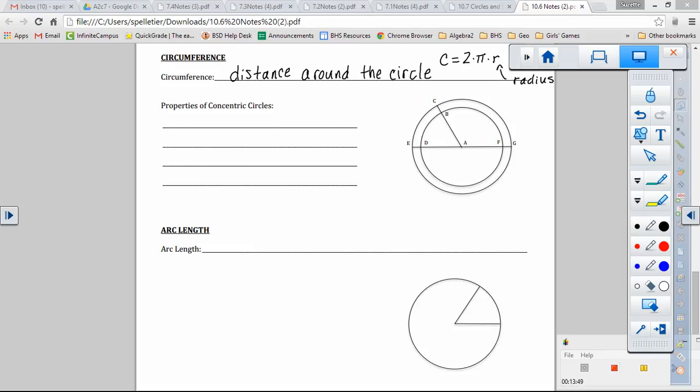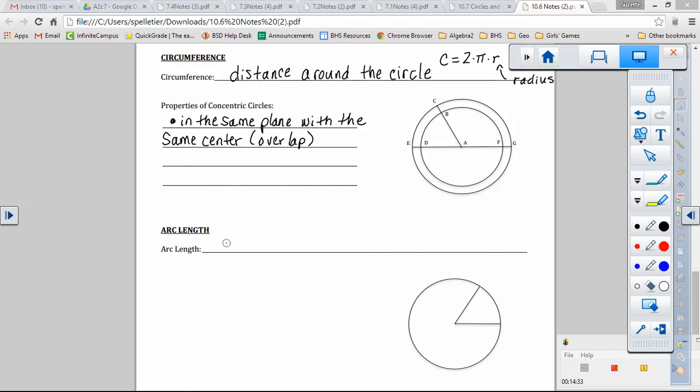Now, concentric circles and their properties. This is a picture of two concentric circles. That means they have exactly the same center, but one is larger in diameter than the other, so they overlap each other. There's a little circle directly on top of a larger circle. Here are some properties. They are in the same plane with the same center. That means they overlap.